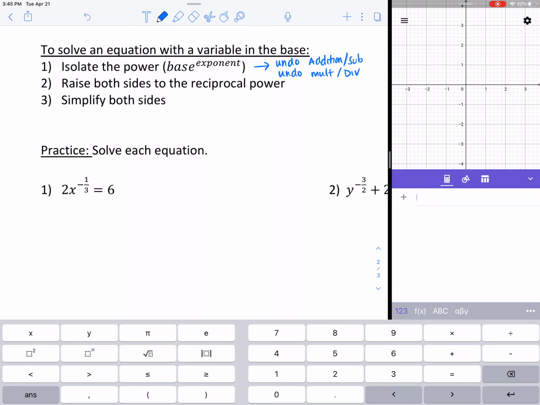Once we have the base with the exponent by itself, you raise both sides to the reciprocal power. So looking at number 1 here, the base to the exponent is just the x to the negative 1/3 power. So what do I have to do to isolate that? I'd have to first divide both sides by that 2. And I get x to the negative 1/3 power equals 6 divided by 2, which is 3.